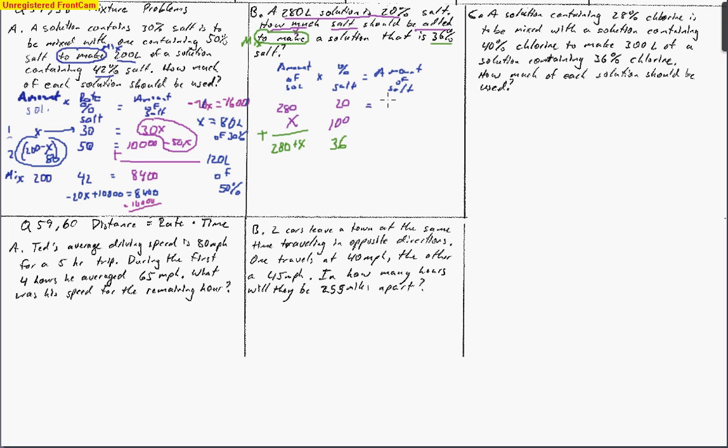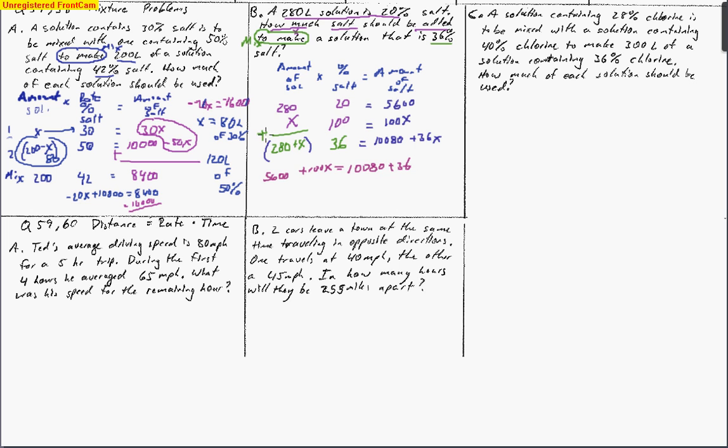28 times 2 gives me 56, and I carry on 2 zeros. Over on this side, I've got 100x, and over here I have to use that distributive property. When I do that, I end up with 10,080 plus 36x. So I've now got 5,600 plus 100x, and this all equals 10,080 plus 36x.